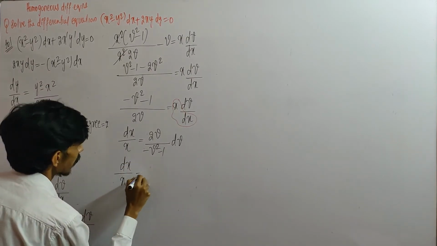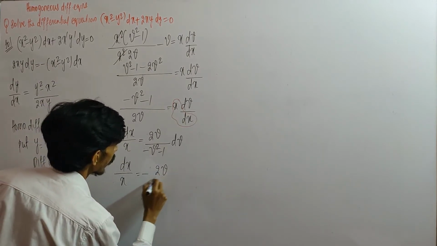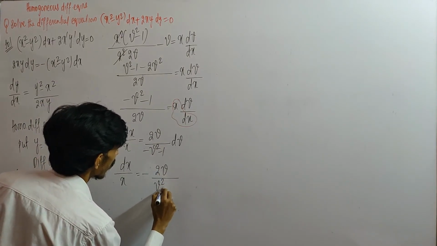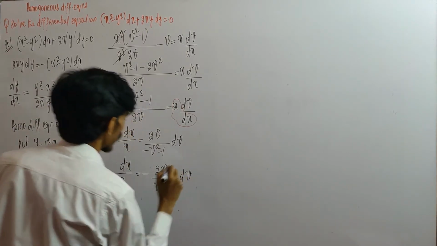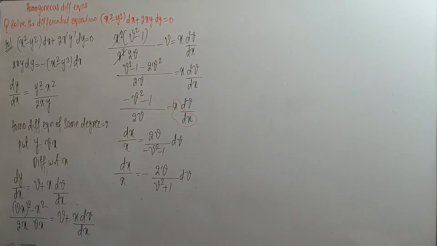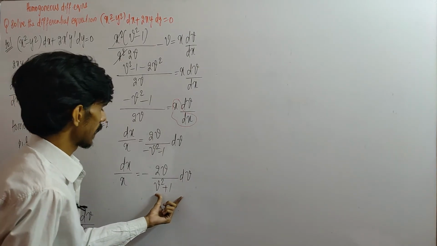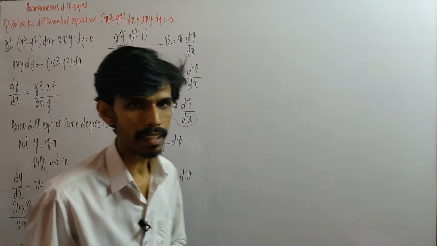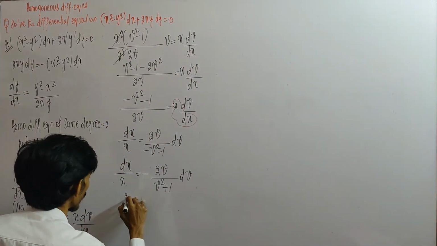dx by x, take minus common, here I'll have 2v by v square plus 1 dv. Now all x terms are on this side, all v terms are on this side. It means that we have separated the variables. Now the next step is integrating on both sides.